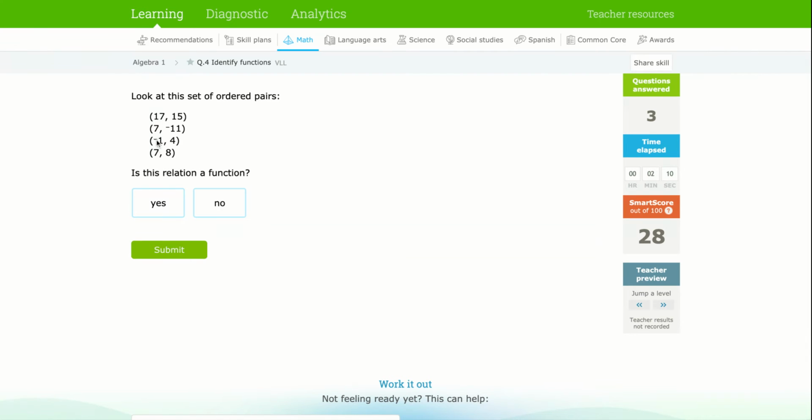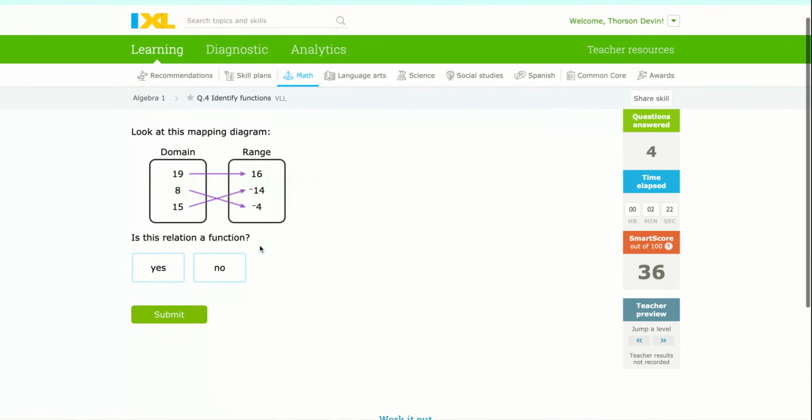Again, I'm going to look down the x values. I have a 7 that goes to a negative 11, and I have another 7 that goes to 8. I have two x values that are the same that go to different y's. That is not a function.